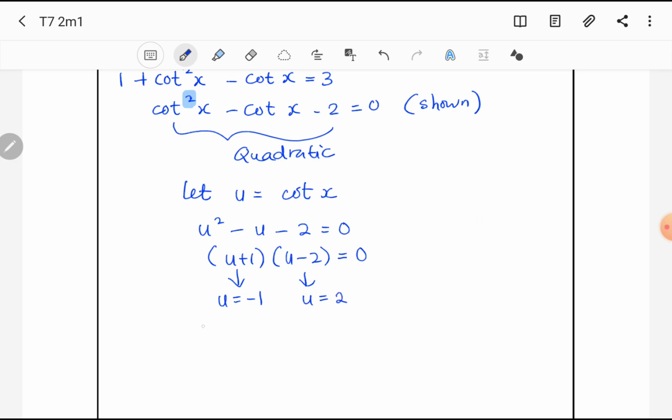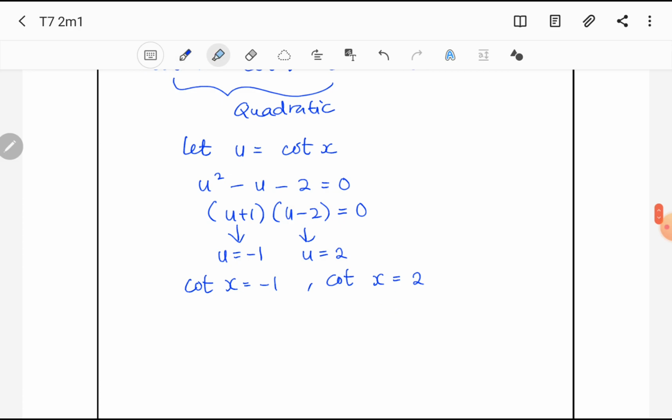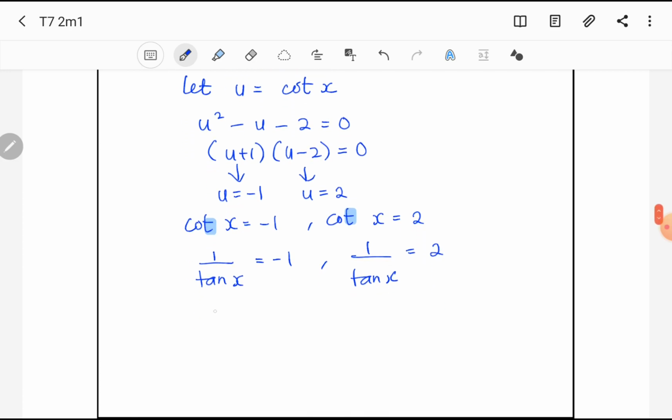Okay, next, we substitute back to x. So we have cotangent x equals to negative 1. And then cotangent x equals to 2. Okay. And what is cotangent? Look at the third letter. Third letter is t. So cotangent is 1 over tangent x equals to negative 1. Okay, the same thing for this one. 1 over tangent x equals to 2. Okay, next. So therefore, tangent x equals to negative 1. For this part, tangent x equals to 1 over 2.